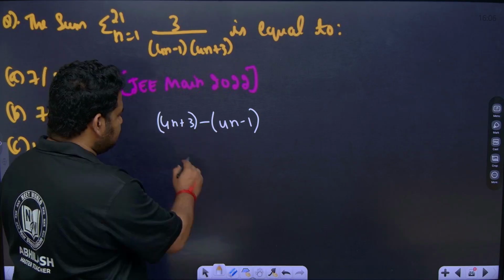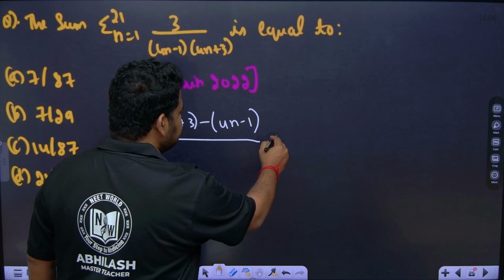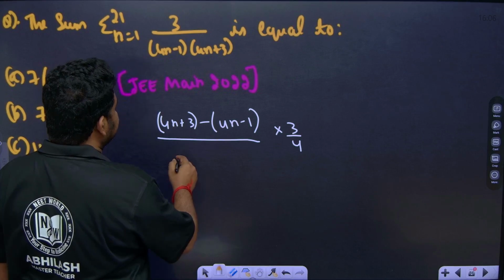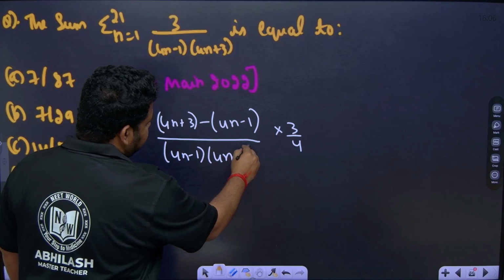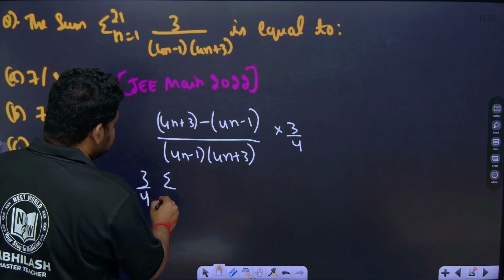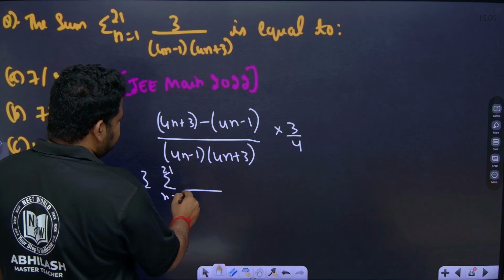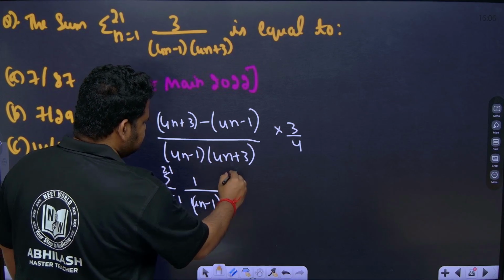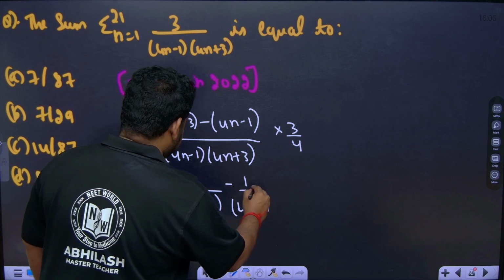I don't want 4. So, I will do what? I will multiply by 3 and divide by 4. So, this I will do as 3 by 4. And again I will write it as 4n minus 1 into 4n plus 3. Now, I will separate and divide it. 3 by 4 I will take outside. This will become summation n running from 1 to 21, 1 by 4n minus 1 minus 1 by 4n plus 3.